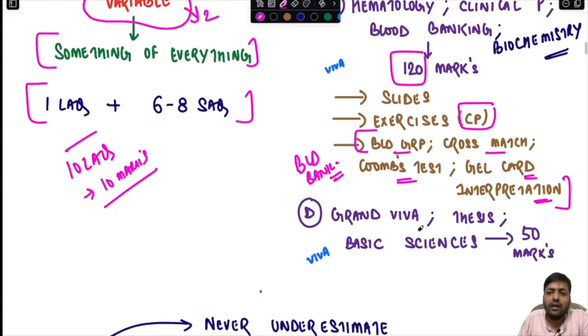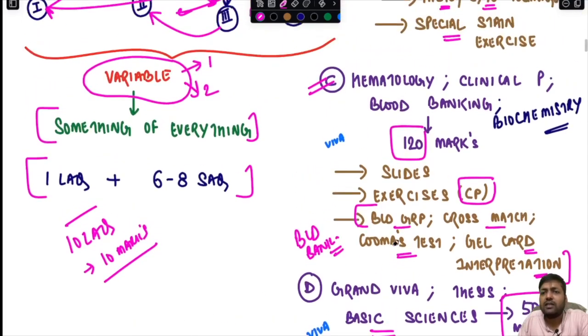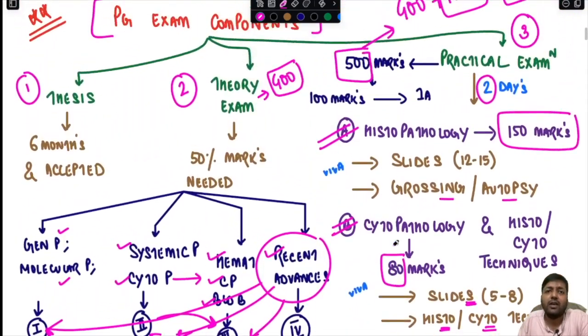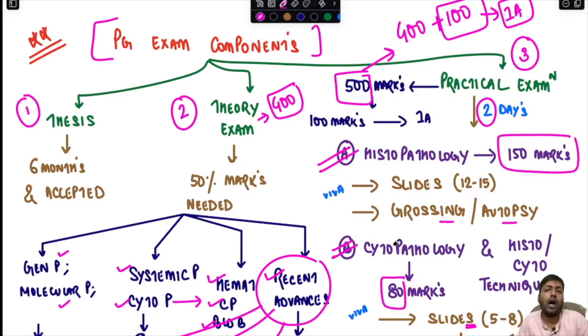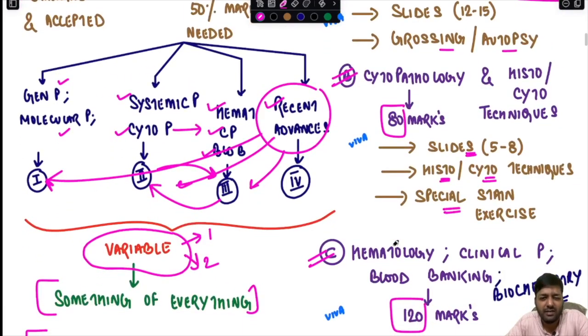Okay, and the third important and the fourth important component, which is carrying 50 marks, is your grand viva, thesis, and certain charts from the basic sciences. What are the charts? I will also discuss them. So this is just a broad division, a broad outline of everything, of how the practical examination will be conducted and what the components are and how many marks they carry.